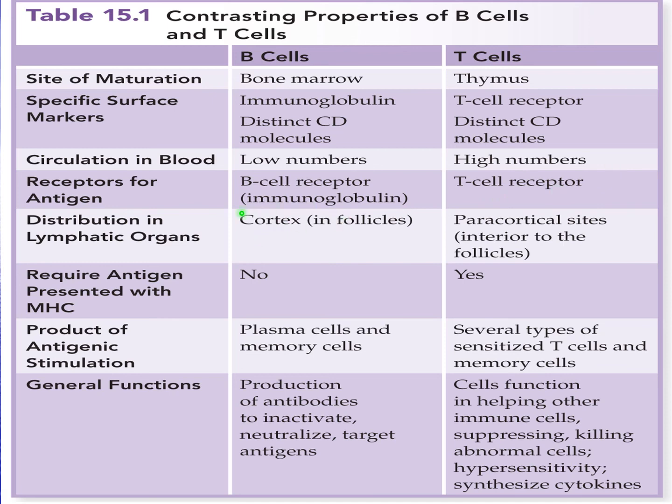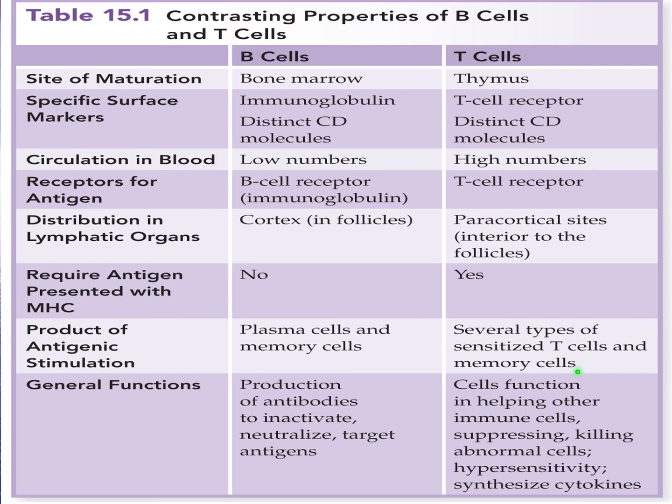The B cells tend to take up their residence in the cortex of the lymphatic organs, while the T cells tend to be in paracortical sites. B cells do not necessarily require the antigen presenting with the major histocompatibility antigen, whereas the T cells actually do. B cells make plasma cells and memory cells and the B regulatory cells that we're not really going to spend a lot of time with. The T cells will actually divide into several different types of sensitized T cells and T memory cells.